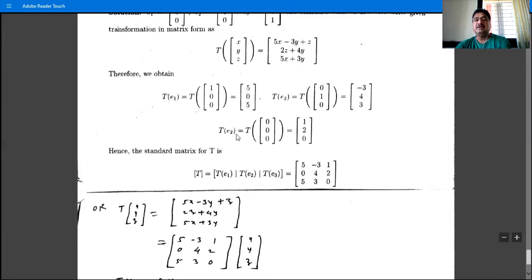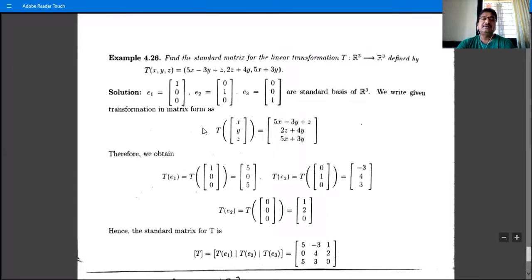And then T of E3, that is T of 0 0 1, substitute x as 0, y as 0, and z as 1. We have this. And then write: what is the standard matrix for T? This is the notation, in square bracket T, and T of E1, T of E2, T of E3. T of E1 is 5 0 5, this is the first column, minus 3 4 3 is the second column, and this is the third column. So this is the first method.